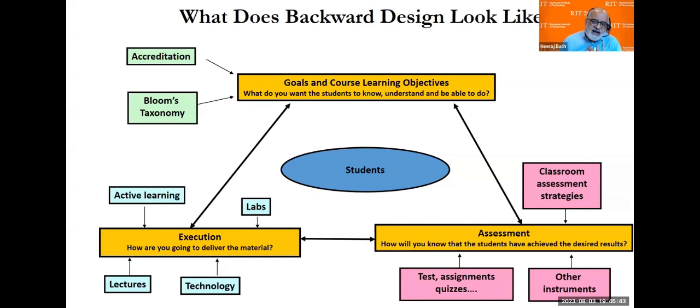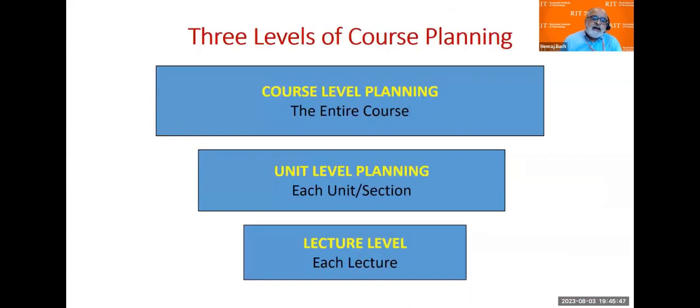But this is really a graphic that summarizes what backward design looks like. Backward design can be applied at all levels. Traditionally, it is first applied at a course level when you design the entire course, and then you can bring it to the next level, which is the unit level or a module level. And then, of course, you can bring it down to a lecture level.